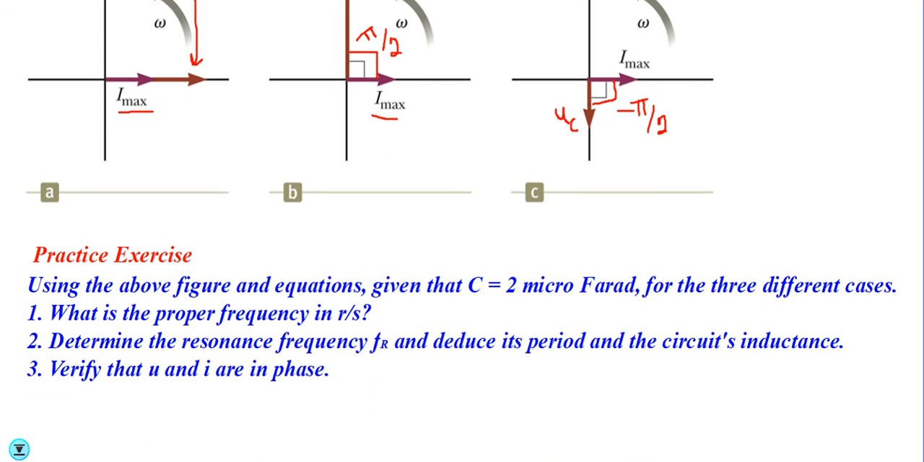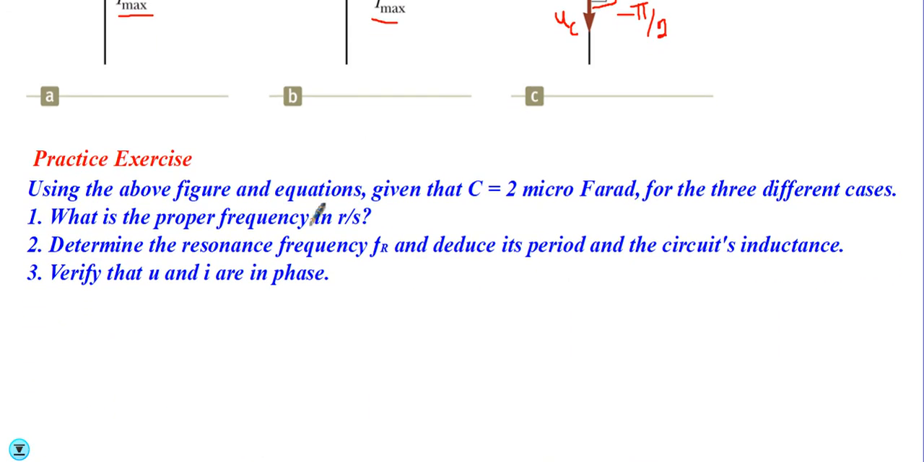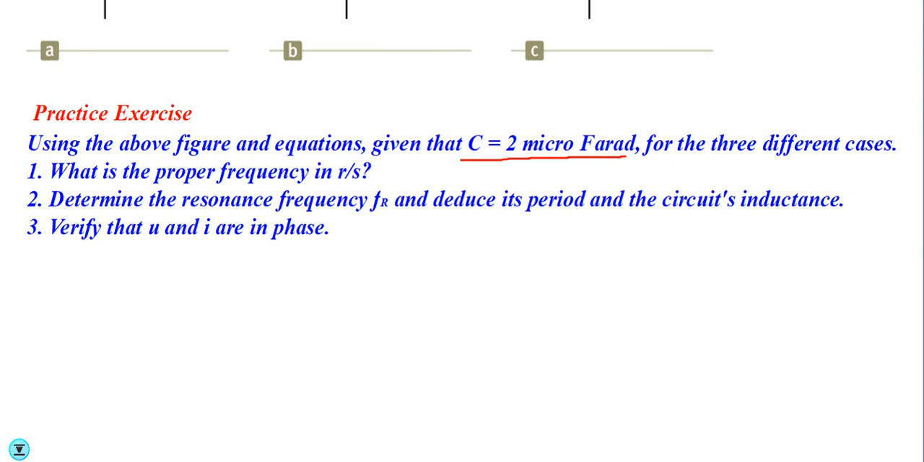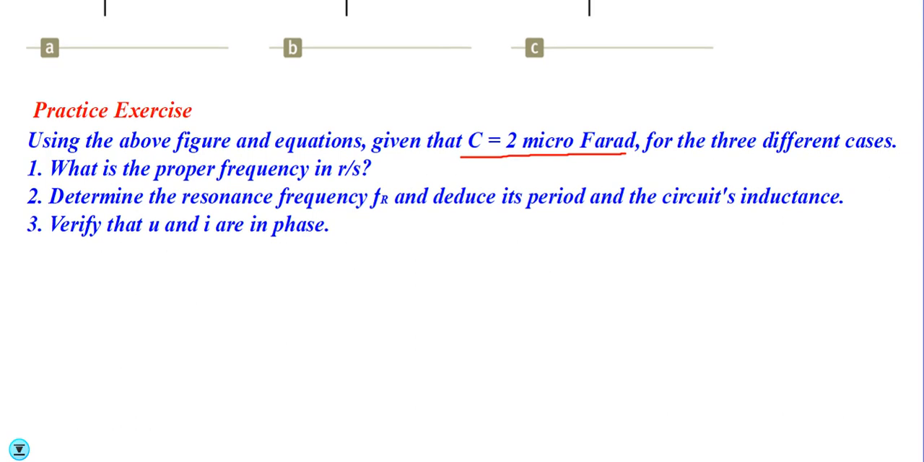Now let's go for the practice exercise. Using the above figure and equations, given that C is 2 microfarad for the 3 different cases of the resonance, what is the proper frequency? Determine the resonance frequency f of R and deduce its period and the circuit's inductance. Verify that U and I are in phase.